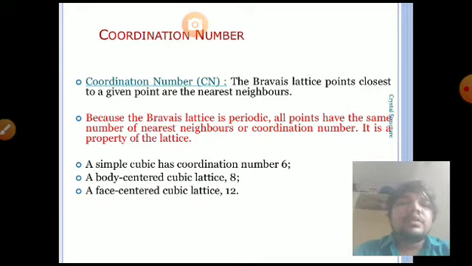A simple cubic lattice has coordination number 6, a body-centered cubic lattice has coordination number 8, and a face-centered cubic lattice has coordination number 12.